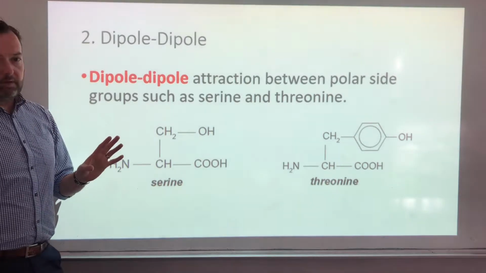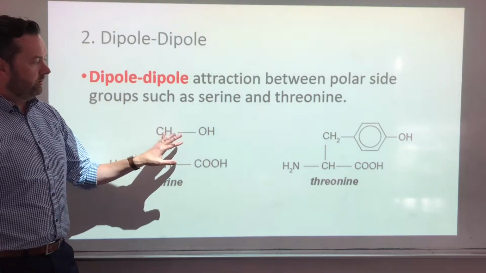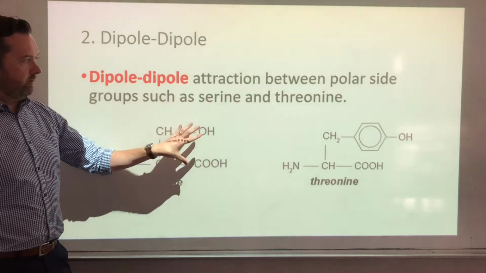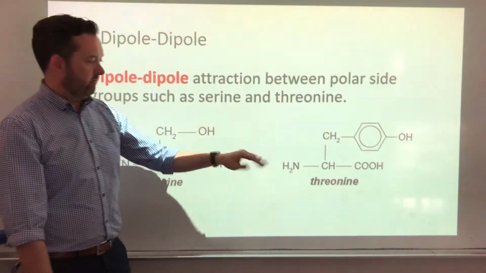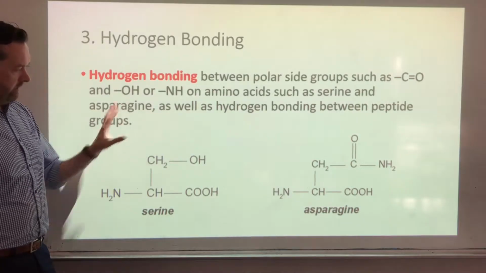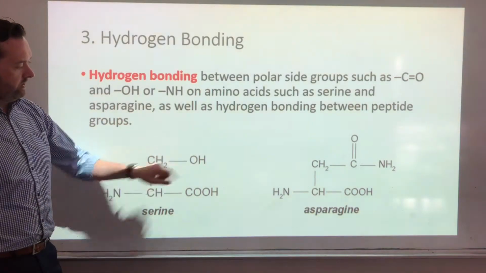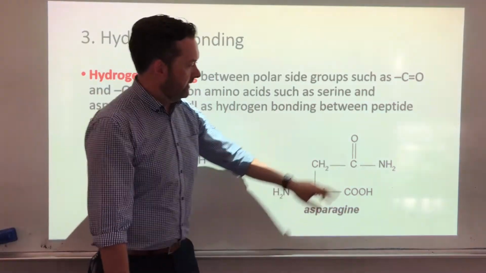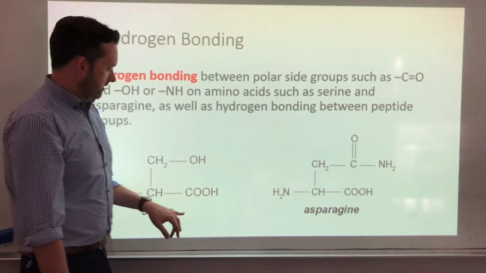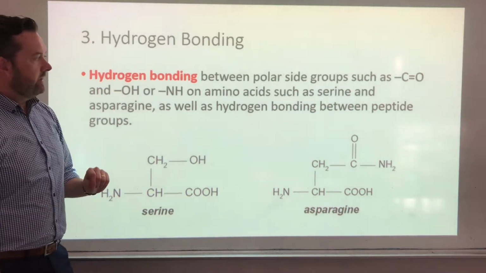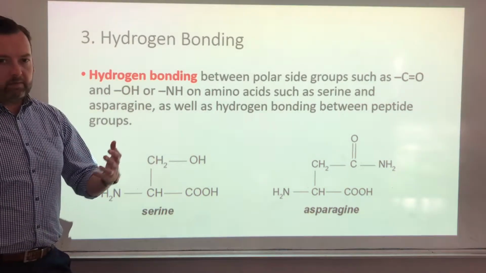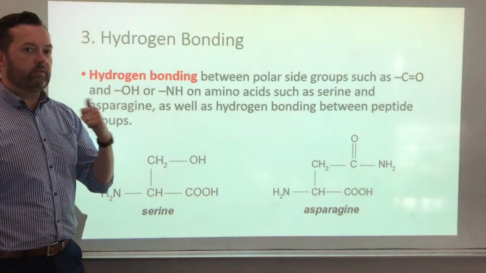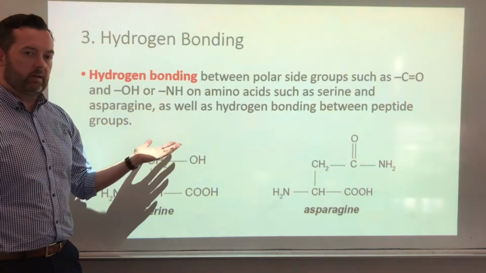We can have dipole-dipole forces. So as we know, hydroxides can hydrogen bond, but they're also very polar. So you can have polar bonding between serine and threonine or other groups. And as I said, hydrogen bonding. So we've got an OH, we'll have a hydrogen bond donor. We've got a hydrogen bond acceptor here, hydrogen bond donor there. So serine and asparagine, they can hydrogen bond. So the same things you talk about when you talk about any type of interactions, dispersive, dipole-dipole, hydrogen bonding, they occur to the R groups as well.